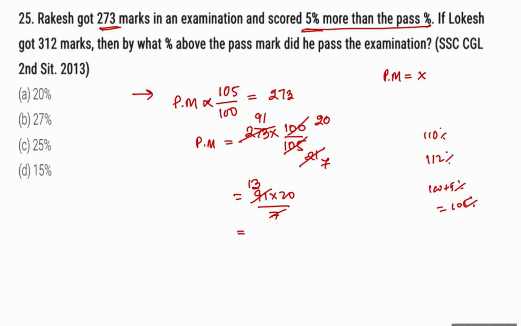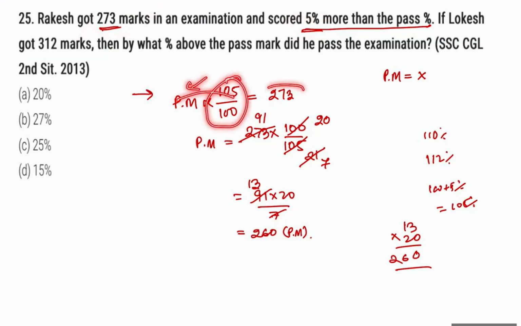13 into 20, 13 into 20 multiply 0. 2 3 is 6, 2 is 260. So the pass mark is 260, and 273 is 5% more. It's 105%. The pass mark in 105% and pass mark into 100% is the maximum.